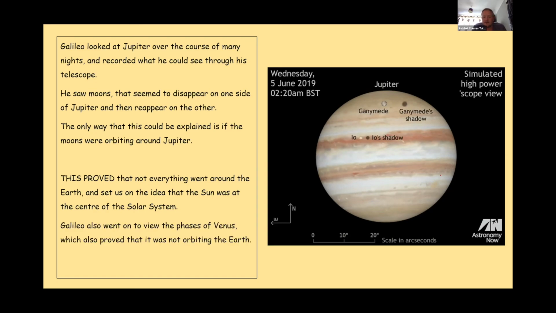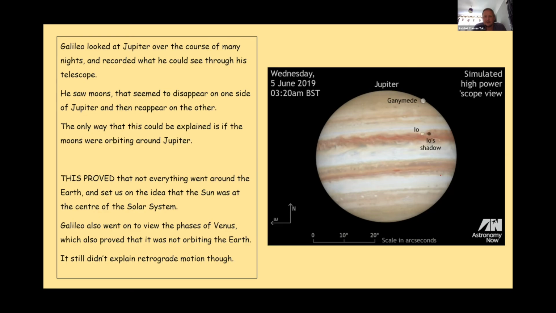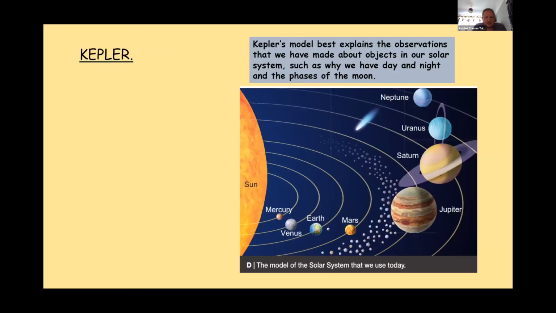Galileo also went on to view the phases of Venus, which also proved that it was not orbiting the Earth. The fact that Venus has phases like the phases of the moon proved that there was something getting in the way, which meant that it could not be going around Earth in orbit. Big problem still, it didn't explain that backward seeming motion of planets in the sky. That came later with a guy called Johannes Kepler.